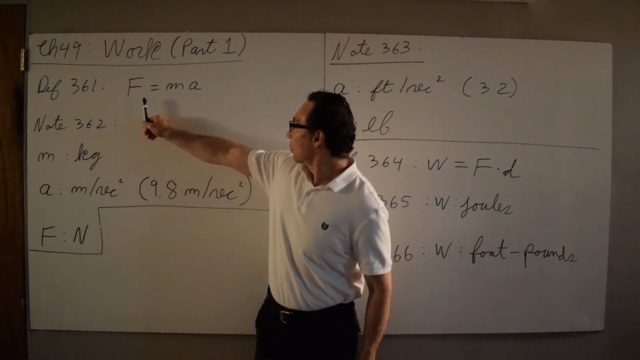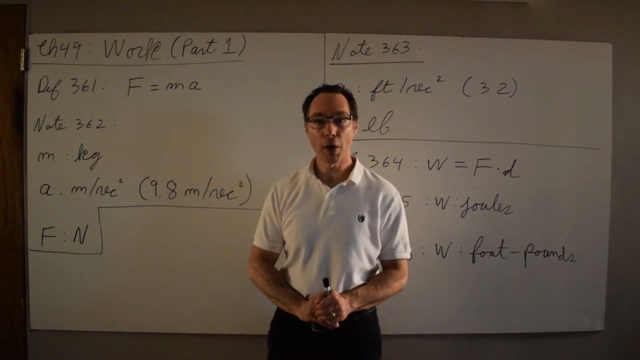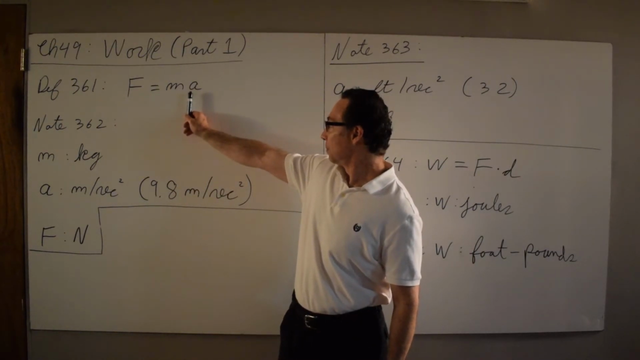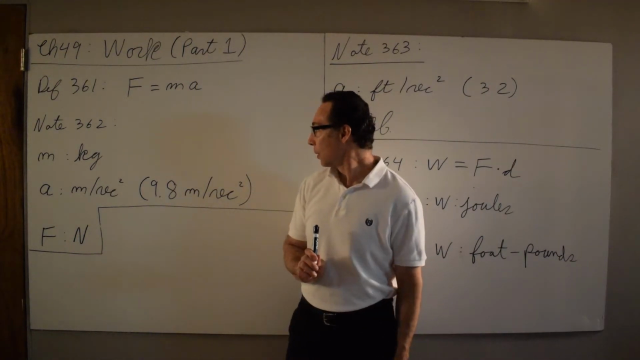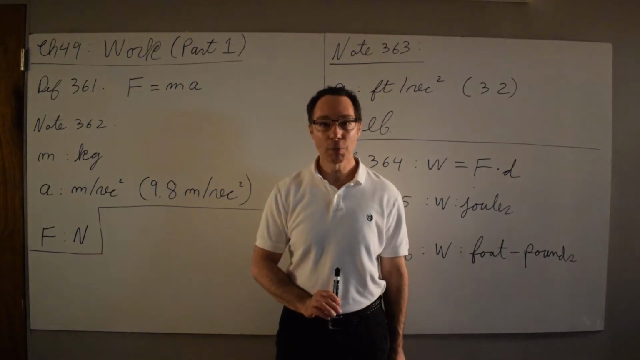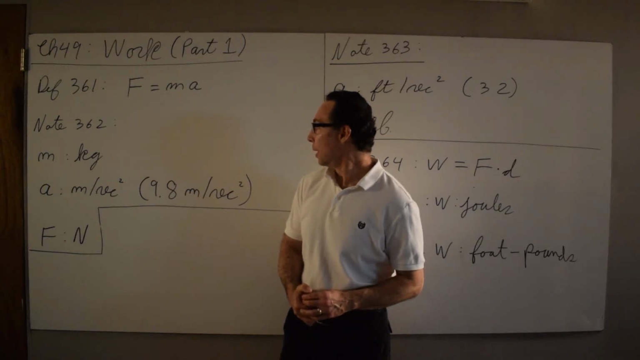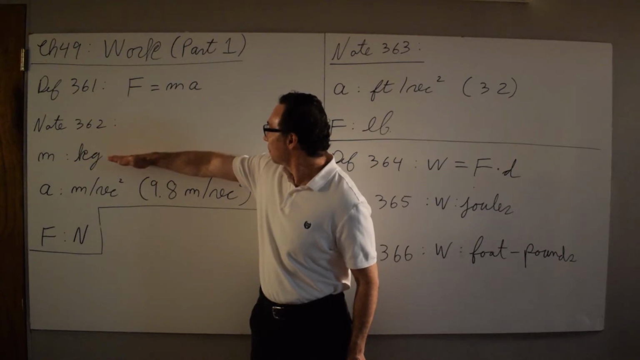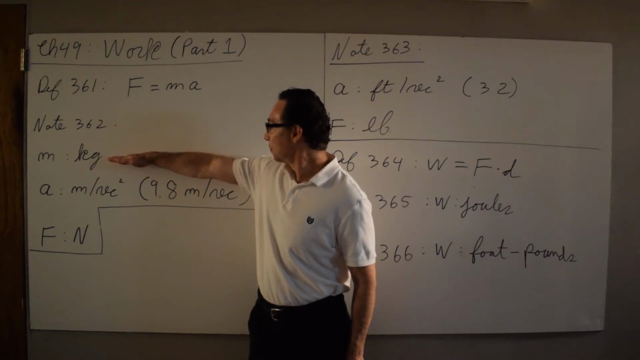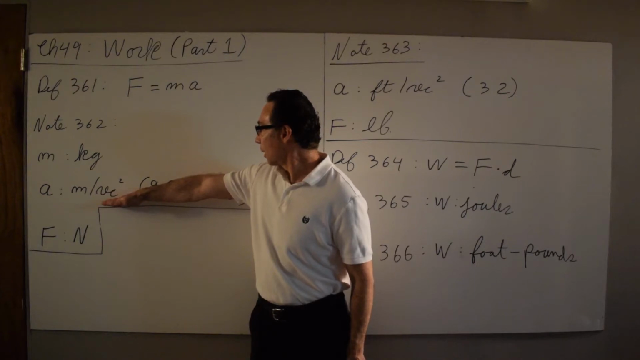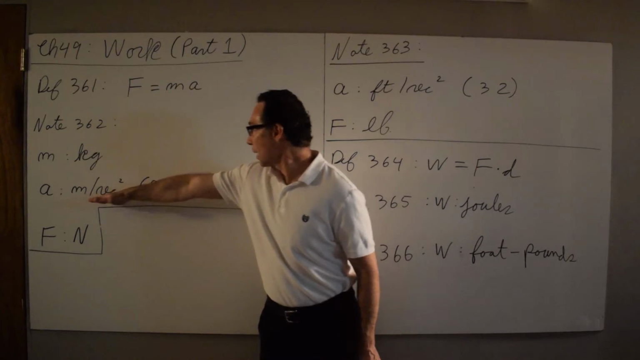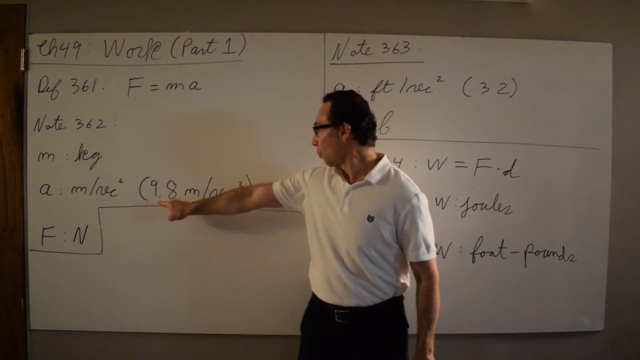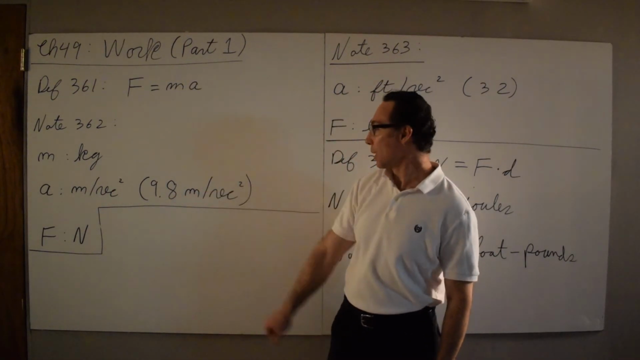But first of all, we have to define work. Before we define work, we'll define force. Force is mass times acceleration. Now, we're going to deal with two systems, a metric system and the U.S. customary system. In the metric system, we're measuring our mass in kilograms. We're measuring our acceleration in meters per second squared. So our distance is being measured in meters. On Earth, that's 9.8 meters per second squared.